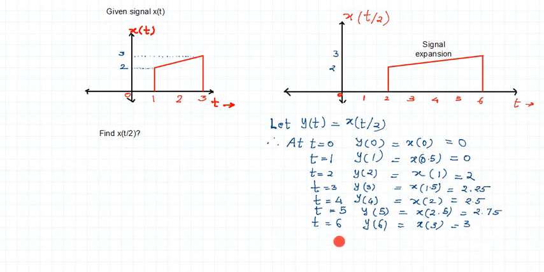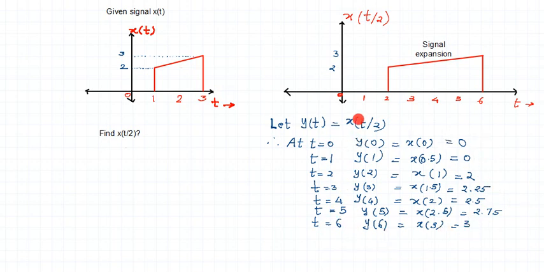If I now go for the next time instant, y of 7, what do you expect here? It will be x of 3.5. What is the value at 3.5? It is 0. For all the values above 3, we know the input is going to be 0. So we need not analyze the next time instants, because the input signal itself is 0 for all the remaining time instants. So here is where we stop.